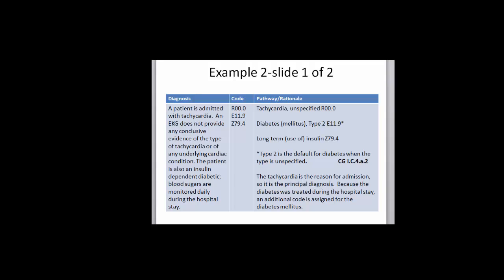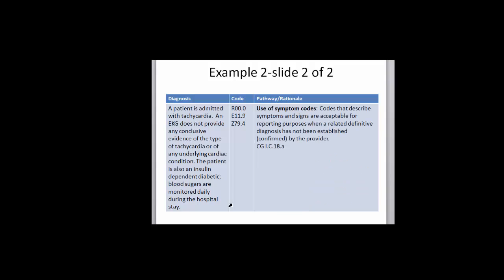So we are going to report her diabetes and the use of insulin as secondary diagnoses. A reminder from Coding Guideline Chapter 4, Type 2 is the default if we're not told what type of diabetes someone has. But we do use the tachycardia code as our principal because that's the reason why she was admitted to the hospital. We don't have a definitive diagnosis for what was causing that, so we use the symptom of tachycardia as a principal. And this is just a reminder of which coding guideline I used.